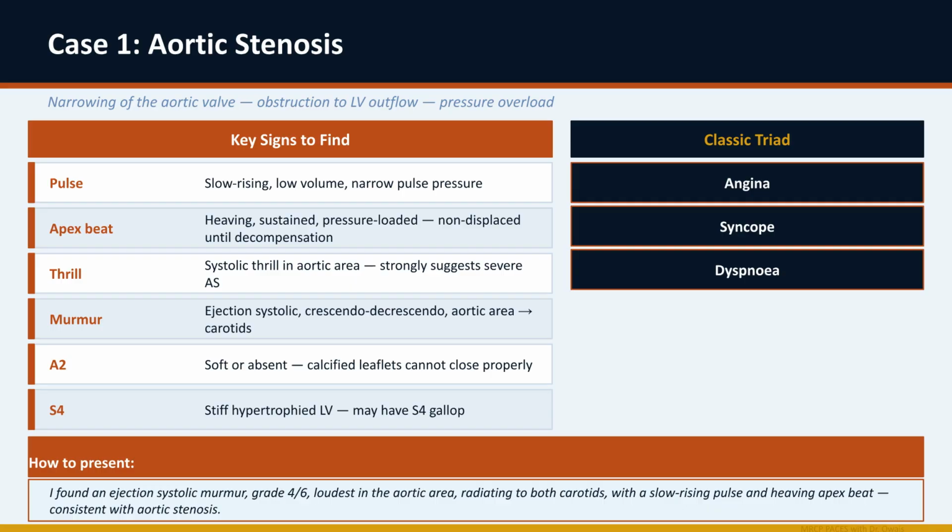Case 1 is aortic stenosis, resulting from obstruction and pressure overload. Key signs include a slow rising pulse, heaving apex beat, systolic thrill, and an ejection systolic murmur radiating to the carotids. The classic triad symptoms are angina, syncope, and dyspnea. The presentation sentence should be precise, describing the murmur, location, radiation, and pulse and apex beat characteristics consistent with aortic stenosis.